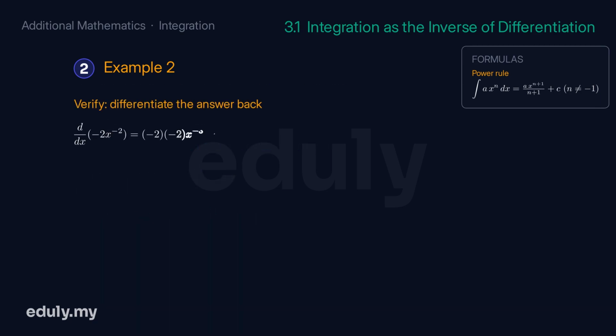Check it. Differentiating minus 2x to the power negative 2 gives back 4x to the power negative 3. Differentiating 2x gives 2, and the constant c differentiates to 0. Summed together, 4x to the power negative 3 plus 2, exactly the gradient function we started from. The integration checks out.